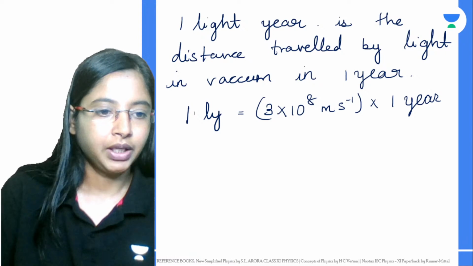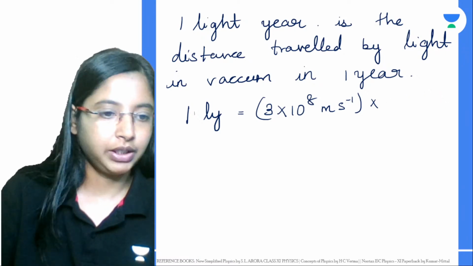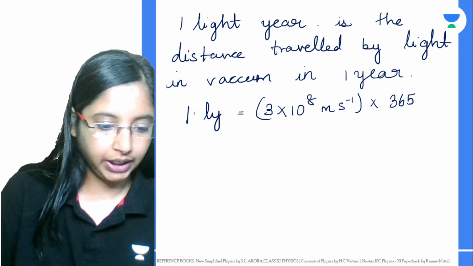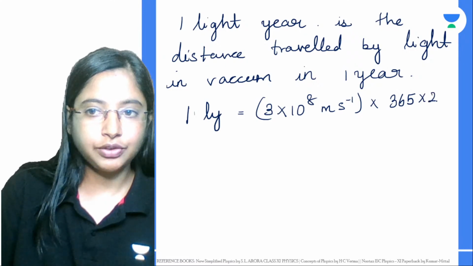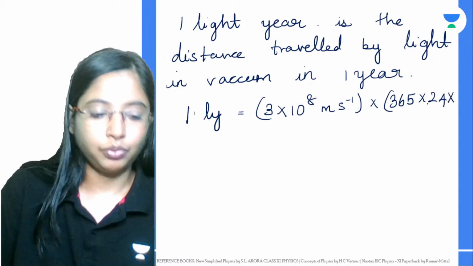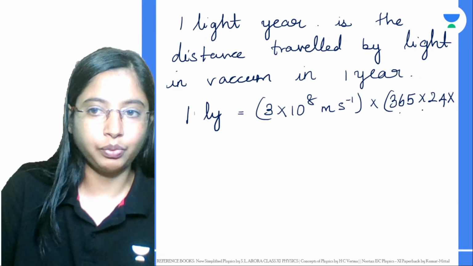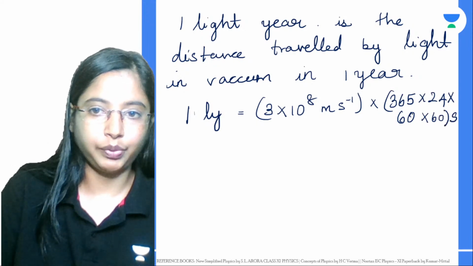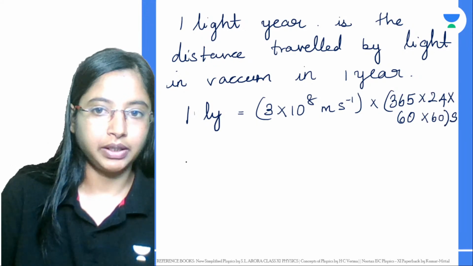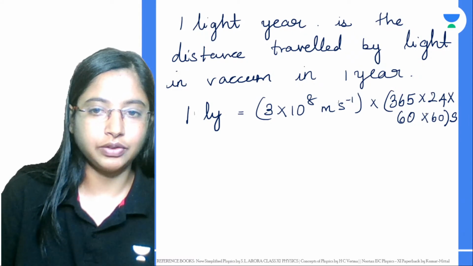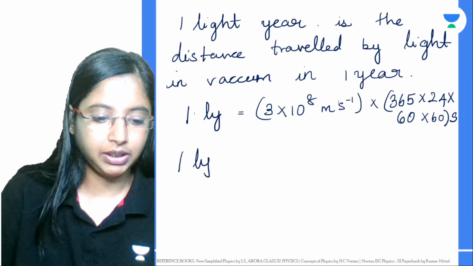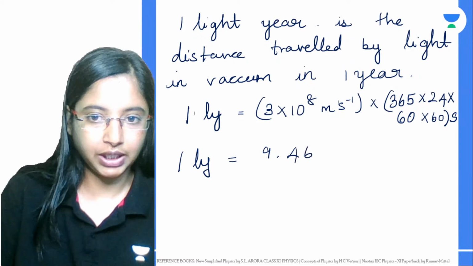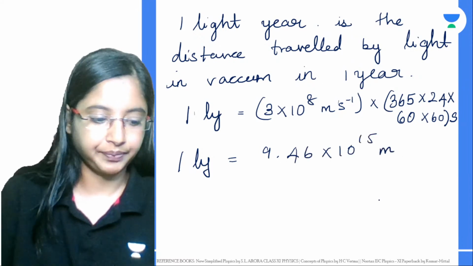So 1 year, you can write as 365 days, each day has 24 hours, 1 hour has 60 minutes and 1 minute has 60 seconds. Now we have expressed it in terms of seconds. So this is meter per second and this is second, so seconds will get cancelled. Now if you multiply this, you will get 1 light year as 9.46 into 10 to the power of 15 meters.